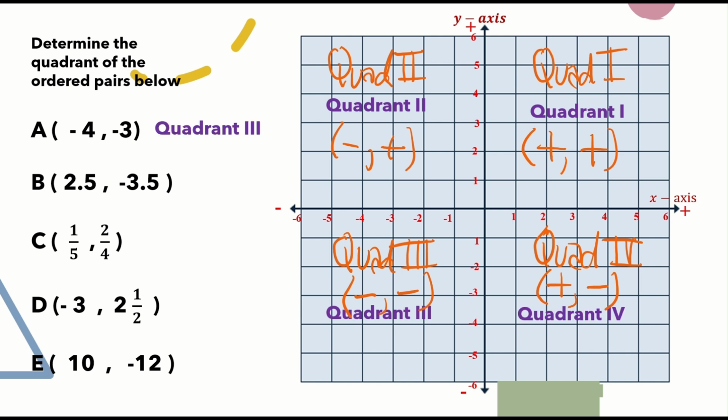Let's go ahead and look at B. Positive, negative. Which quadrant has a positive, negative? Quadrant four. Let's quickly look at the others. Negative, positive, and positive, negative, which is quadrant four.